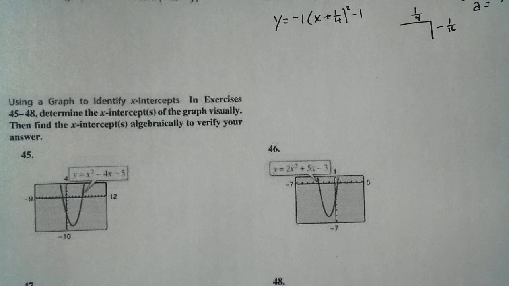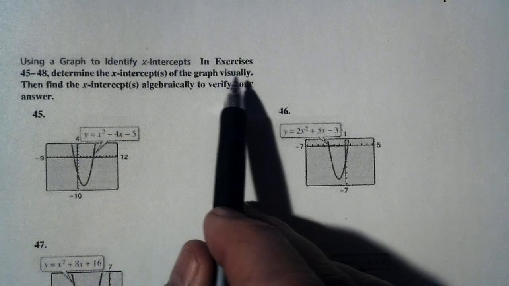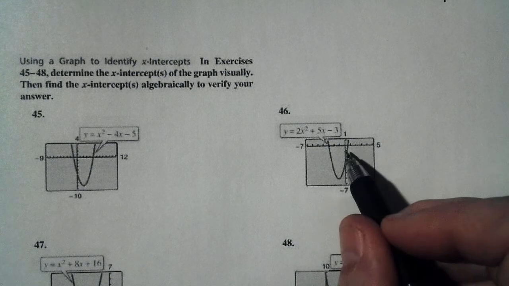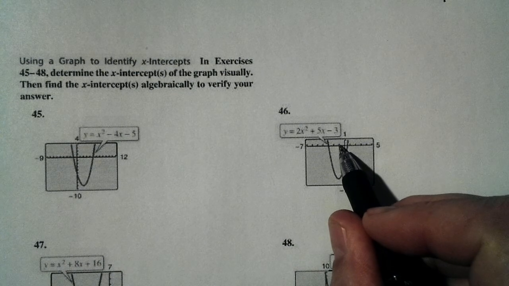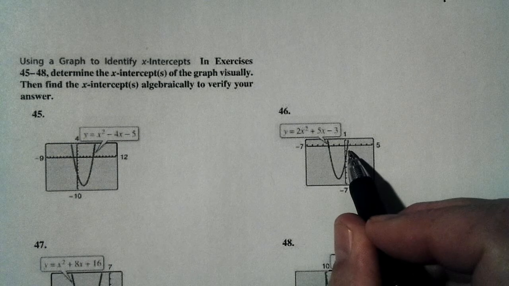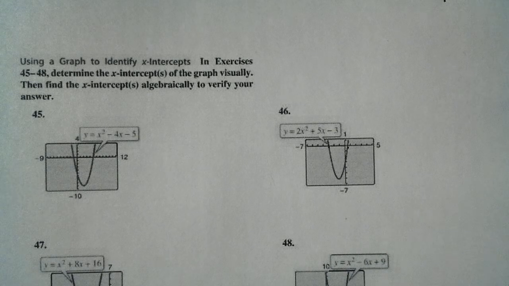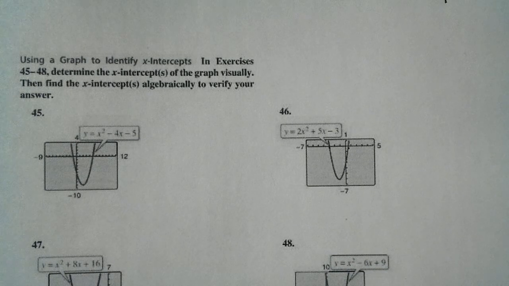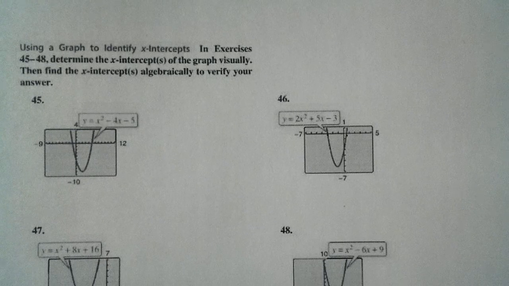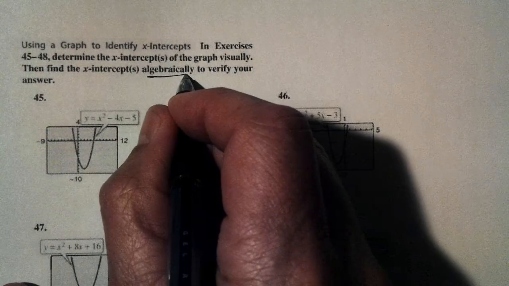Okay, a little trouble with the directions on 45, 48. Determine the x-intercepts of the graph visually. Well, it appears as though an x-intercept is -1, -2, -3. It looks like -3 is, and this one, I don't know, maybe that's a half, maybe it's 3/5, maybe it's 2/3. I don't know for sure over there. It says, then determine the x-intercepts of the graph visually, then find the x-intercepts algebraically.